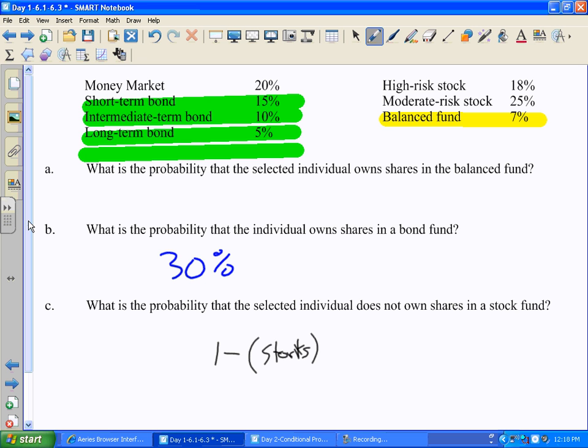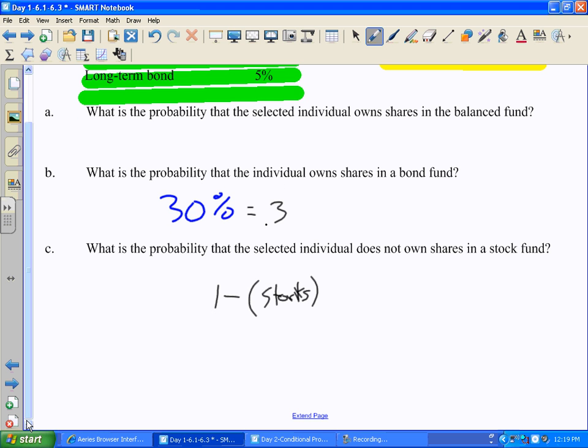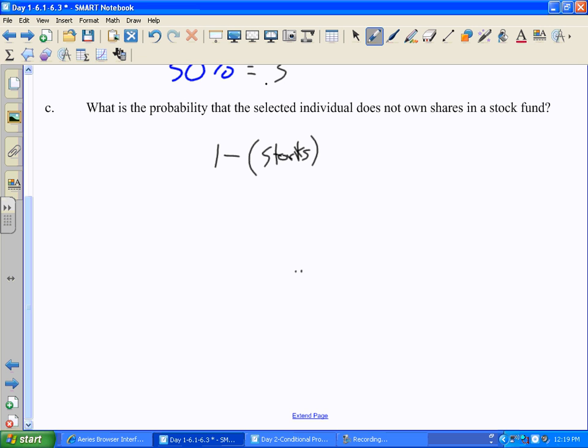Honestly, I'd rather see 0.3. But in this case, since it started in percents, I'll take both. Very rarely will I mark down in that case. I will mark down more for rounding errors than I will on that difference. Stocks, so that would be 1 minus, what do we got? 0.18 plus 0.25.